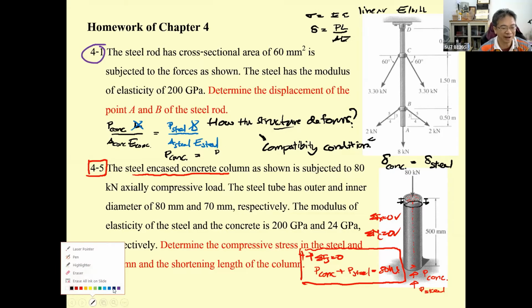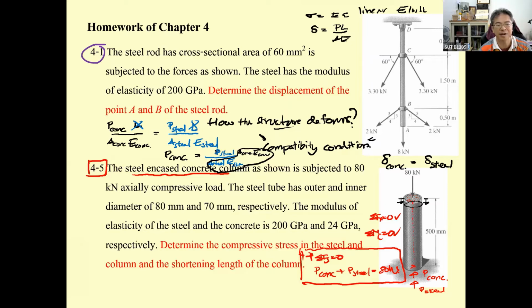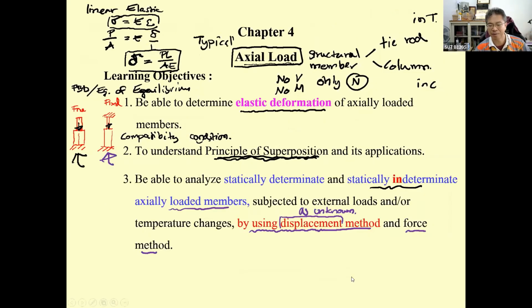Let me put it in the light book. P of the steel divided by A of the steel, E of the steel. And then you take this one to the right. So this is going to be A concrete and E concrete. So all of this is known, is given. So you get another equation, so that is going to be two equations, and you may solve it for two unknowns, P concrete and P steel.